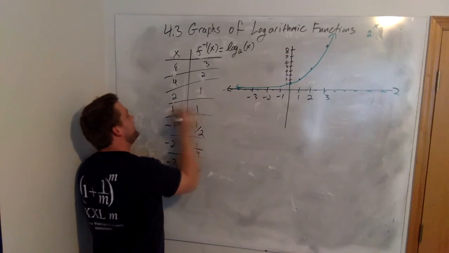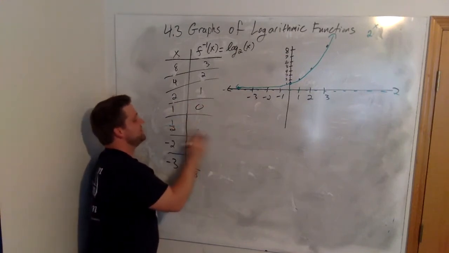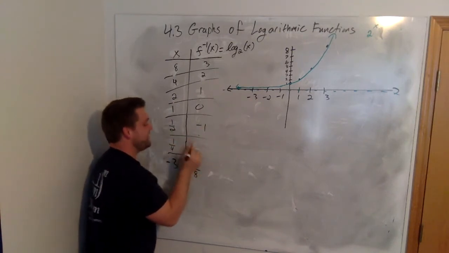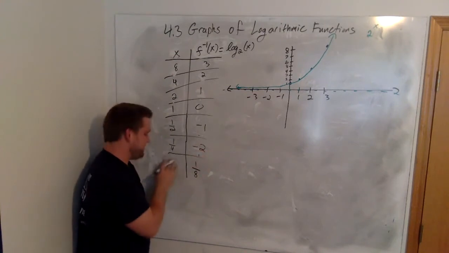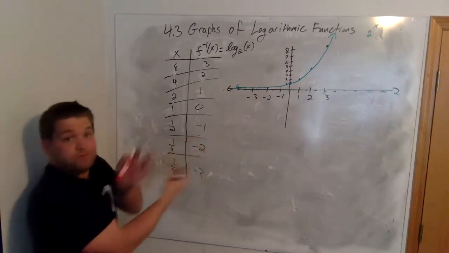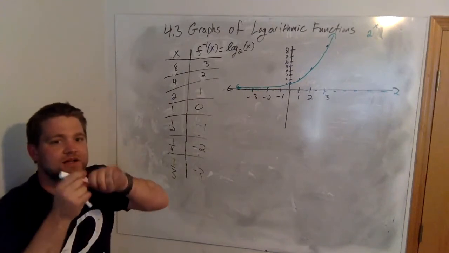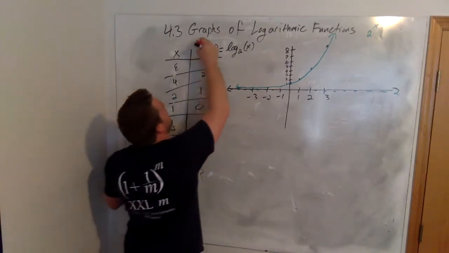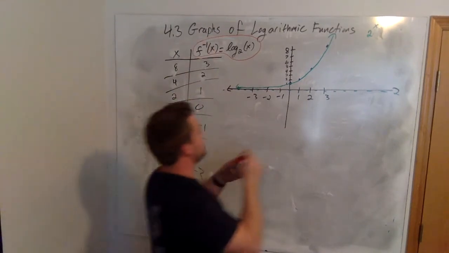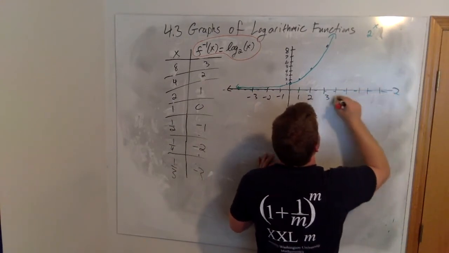We should have a 1 here and a 0 here. We should get a 1/2 here and a -1 here. We should get a 1/4 here and a -2 here. We should get a 1/8 here and a -3 here. So since it's an inverse, I'm just flip-flopping the points. The domain and range is flipped. So now let's graph the inverse. We're going to graph it in red. Let's see what it looks like. Okay, I need to go further out. So this is, what, 3, 4, 5, 6, 7, 8.